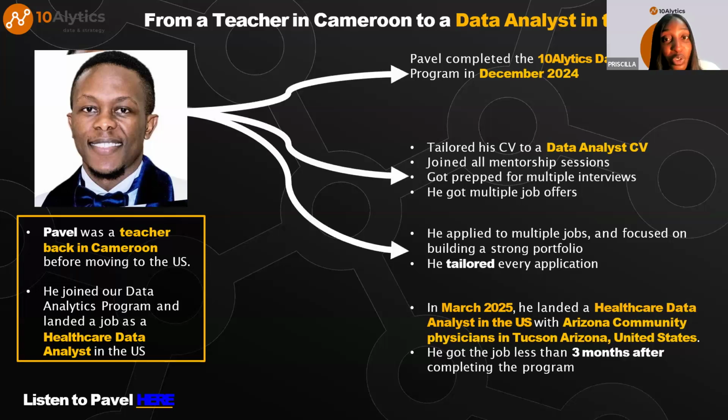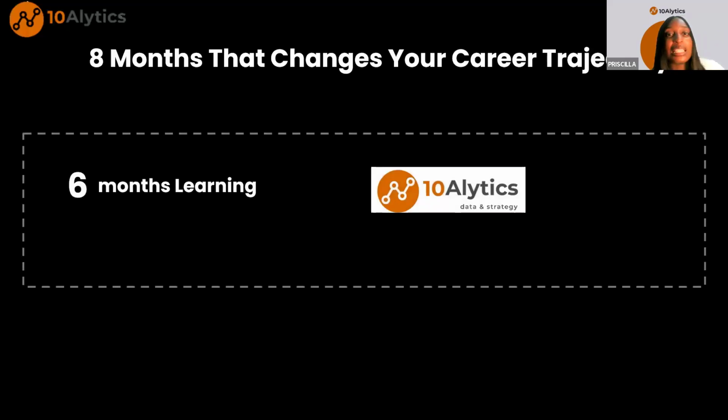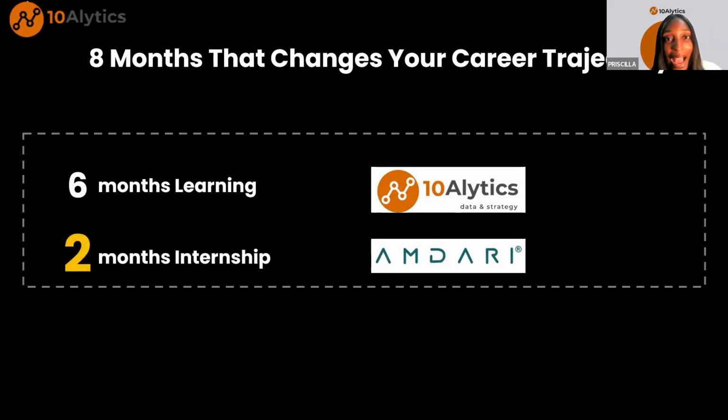All right, right here on my screen, I have somebody that moved from being a teacher to being a healthcare data analyst in the US. Somebody with zero experience in tech, a teacher to a data analyst. Then I also have here Mawutin, from an operations manager to a pathology data analyst in the UK. All of that took 8 months, okay? And it's basically 6 months of learning and 2 months of internship. That's the career trajectory, basically. So you learn for 6 months, you gain the right skills, and then you have 2 months of internship.